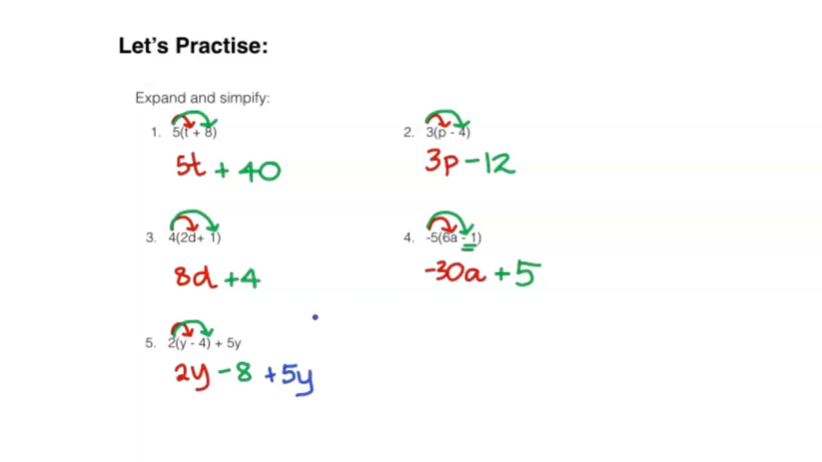Now in this example, we can very clearly see that we've got some like terms. We've got this positive 2y and a positive 5y. So we can put these together to say 7y. And then, of course, we've got our subtract 8, our negative 8, which is still there. Again, we're not going to put these two terms together because they are not like. So hopefully you found this video helpful in understanding how we expand expressions and how it applies to area.